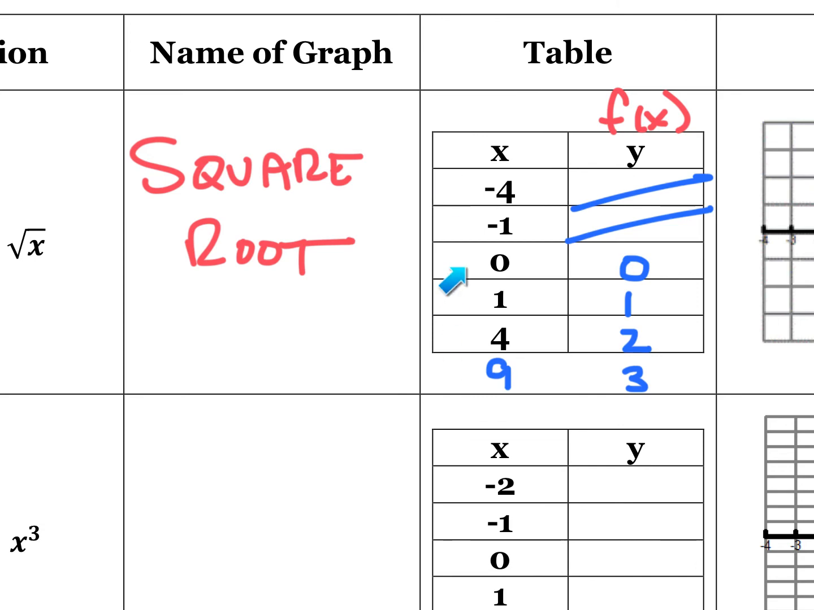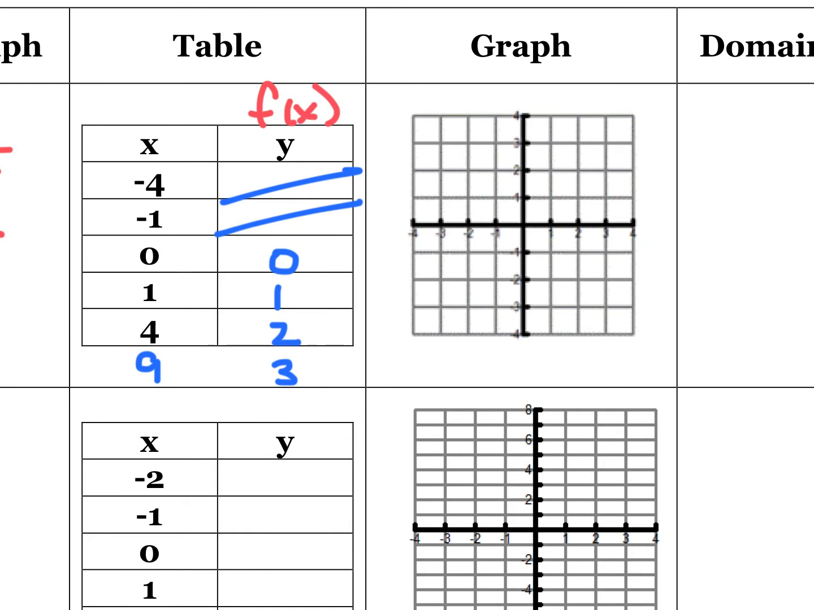This table was also a little bit different, if you notice. We've been going from negative 2 to 2. I didn't put a 2 here because the square root of 2 is not a nice, pretty number. So let's graph this and see what the basic shape of this function is. We're at 0, 0, 1, 1, 4, 2.